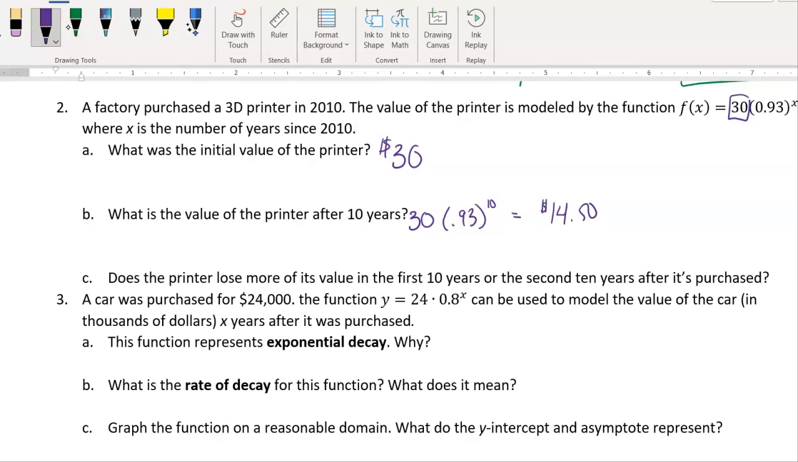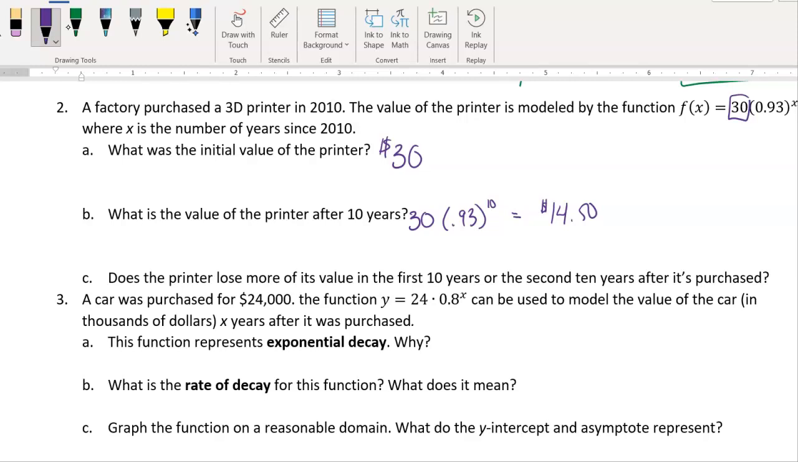All right, so it says, does a printer lose more of its value in the first 10 years or the second 10 years of its purchase? All right, so we just found that after 10 years the value of the printer would be $14.50. So in the first 10 years, it went from being valued at $30 when it was purchased to being $14.50. So it lost a little over half its value in the first 10 years.